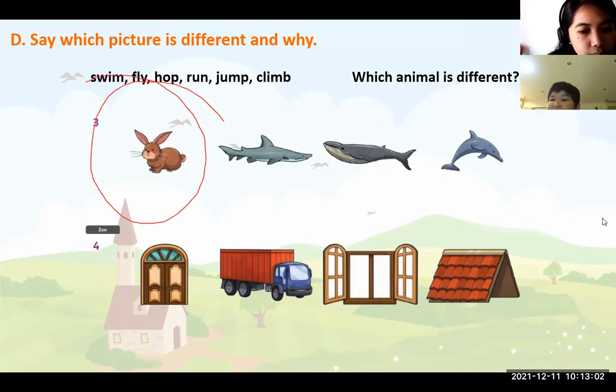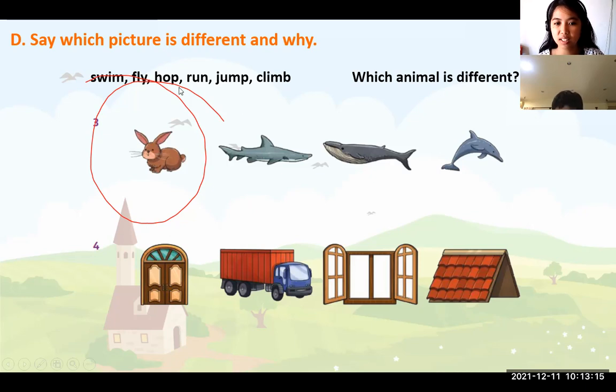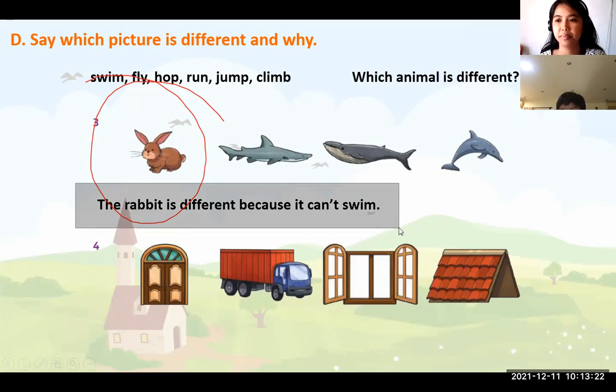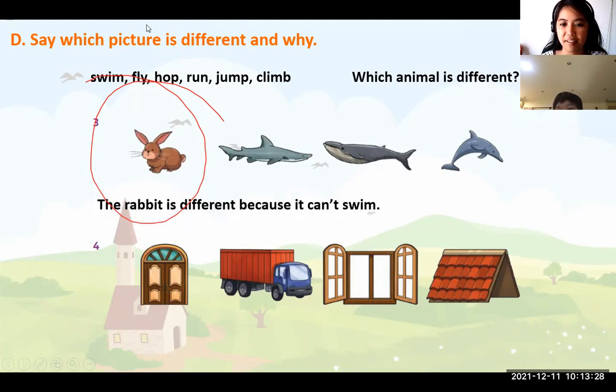First animal, the rabbit. Yes, it's a rabbit. Why is it different, Zen? Because it cannot live in the water. Yes, because it lives on land and not in water. Okay, so can you please read? The rabbit is different because it can't swim. Okay, very good, Zen.